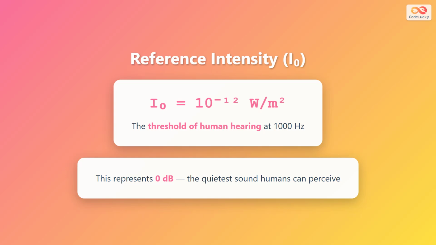The reference intensity, I0, is set at 10 to the power of negative 12 watts per square meter. This value represents the threshold of human hearing at 1000 Hz, which is the frequency where our ears are most sensitive. This reference point corresponds to 0 decibels, the quietest sound an average human can perceive under ideal conditions.